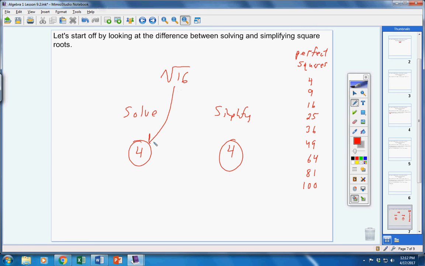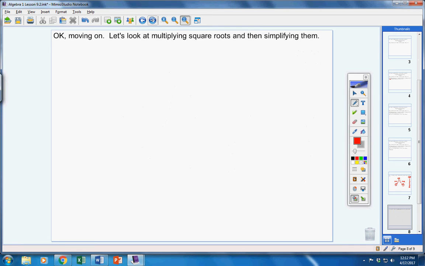If you solve it, you get 4. If you simplify it, you get 4. Alright? Okay, easy enough. Now, moving on, I want to look at multiplying square roots and then simplifying them, okay? So please take some really good notes. We're going to do 2 of these, so here we go. I would like you to write down 1/2 square root of 32 times the square root of 2. Got it? Now, listen carefully, please.